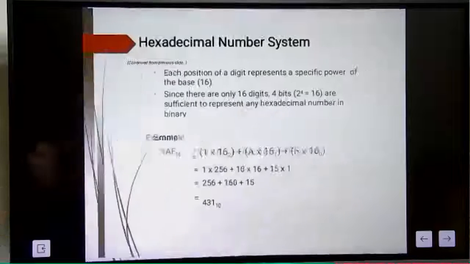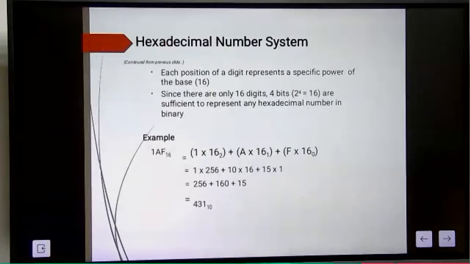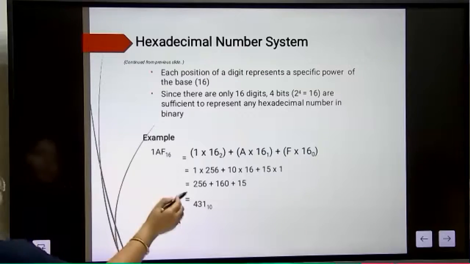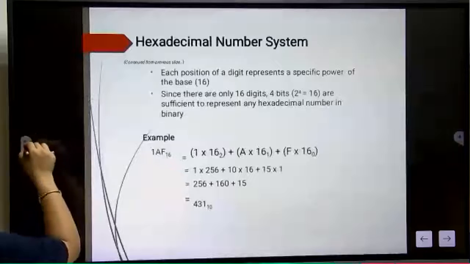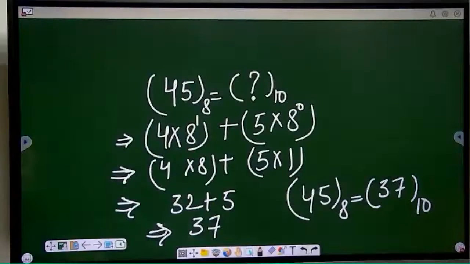Okay, next. Each position of a digit represents a specific power of base 16, and we require 4 bits to represent any hexadecimal number. So remember this thing, in octal we require 3 bits, in hexa we require 4 bits to represent hexadecimal number system. Okay, now with the help of the example given in your book, we will continue.